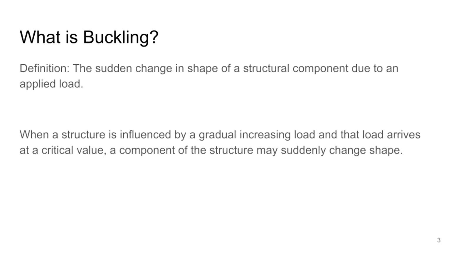So what is buckling? In engineering, buckling is the sudden change in shape of a structural component under load, such as the bowing of a column under compression. If the structure is subjected to a gradually increasing load, when the load reaches a critical level, a member may suddenly change shape and the structure or component is said to have buckled.